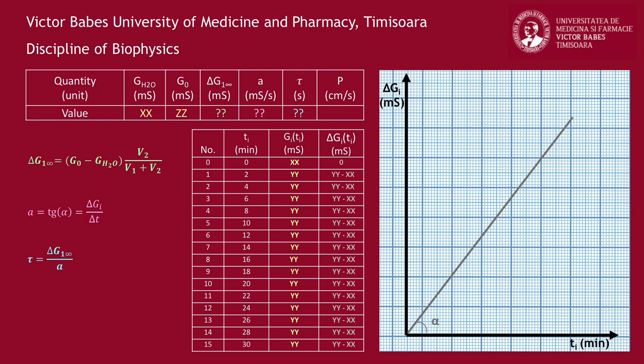Attention! Express the value of parameter A in millisiemens per second, not in millisiemens per minute. Finally, calculate the permeability of the selectively permeable membrane for the passing of sodium and chlorine ions using the given formula.